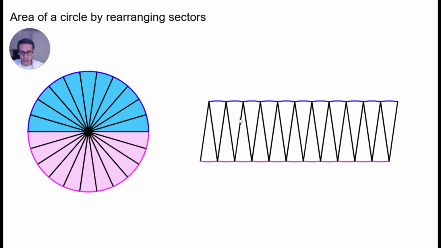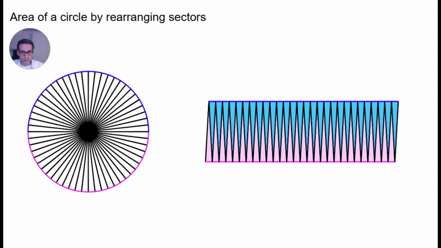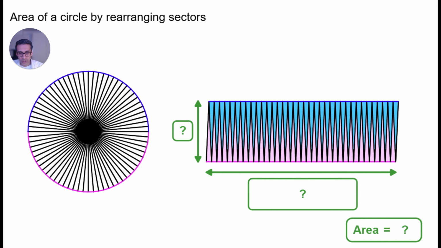What you'll find here on the right hand side is these sectors actually do start to look not just like a parallelogram, but eventually they start looking like a rectangle. And eventually what you'll find is that these sectors are so thin that they're practically straight up.